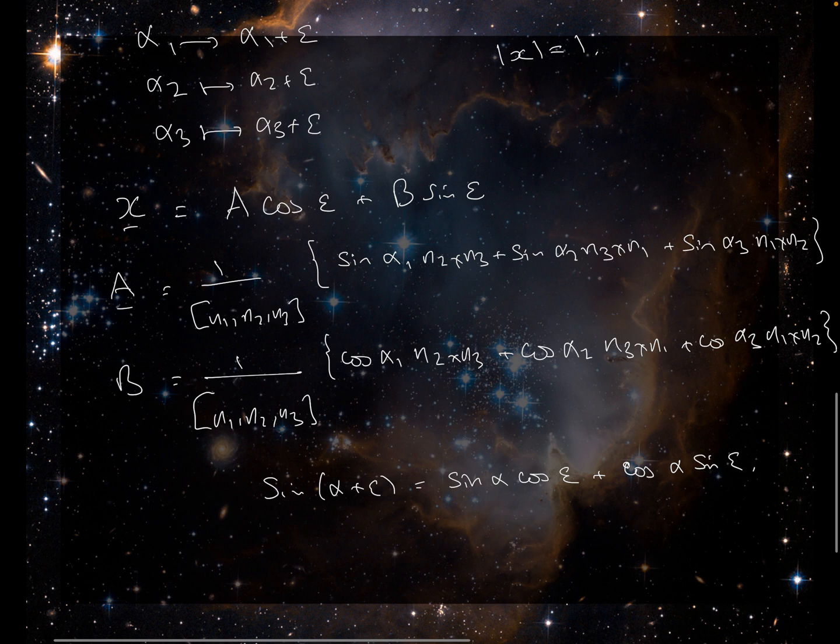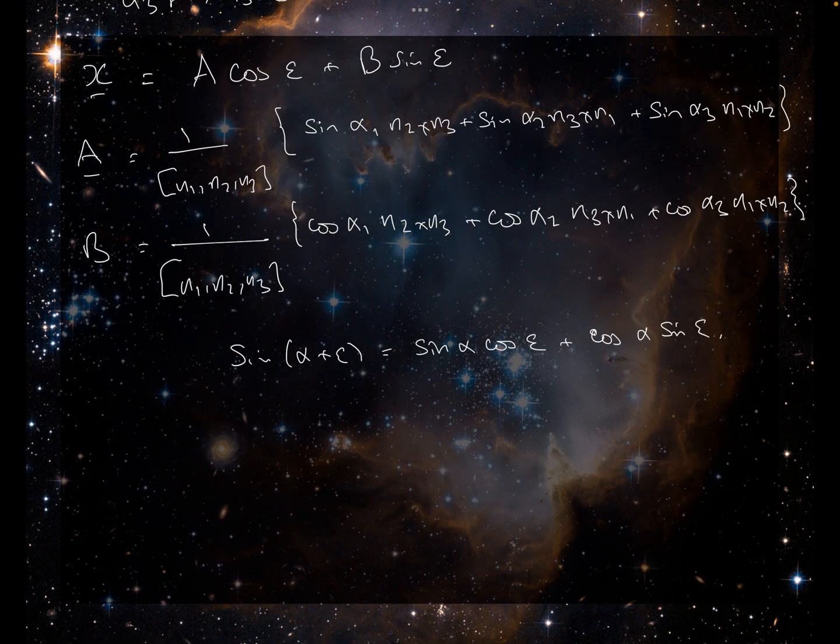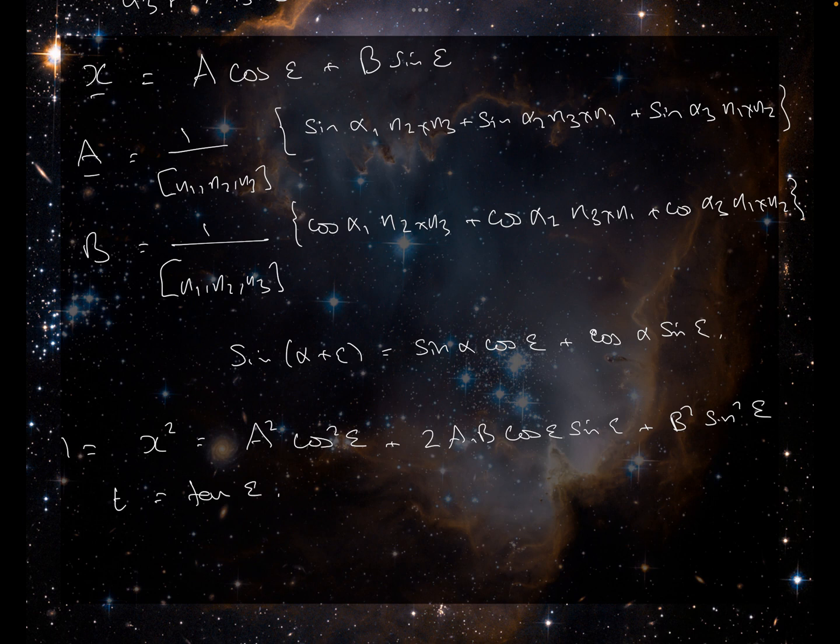So what value of epsilon do we need to take to make sure that x lies on the unit sphere? Well, x squared is A squared cos squared epsilon plus 2 A dot B cos epsilon sine epsilon plus B squared sine squared epsilon. We want that to be equal to 1. Well, let t be tan epsilon, then we get sec squared epsilon is equal to 1 plus t squared, which is equal to A squared plus 2 A dot B t plus t squared B squared.